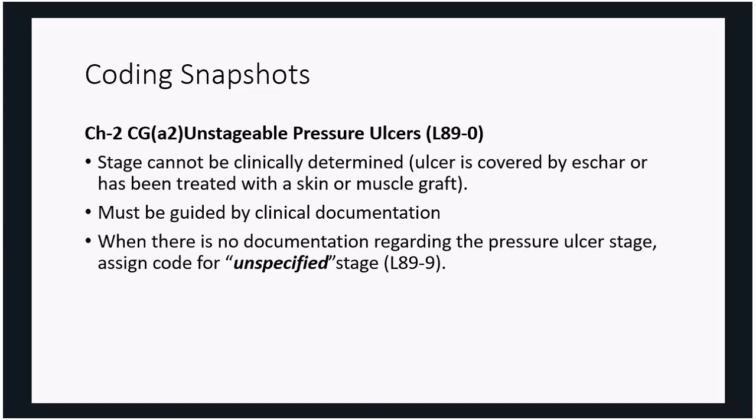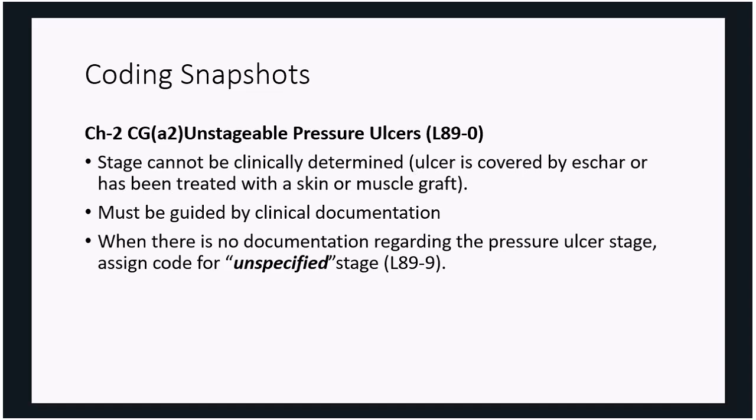Coding Guideline 2A is unstageable pressure ulcers, and this category is L89 through 0. In some cases, the physician might be unable to clinically determine the stage of the ulcer. And this is because the ulcer is covered by what we call eschar. Eschar is just scarring, or the patient's skin has been treated at some point with some type of skin or muscle graft. So you must have clinical documentation in order to code unstageable.